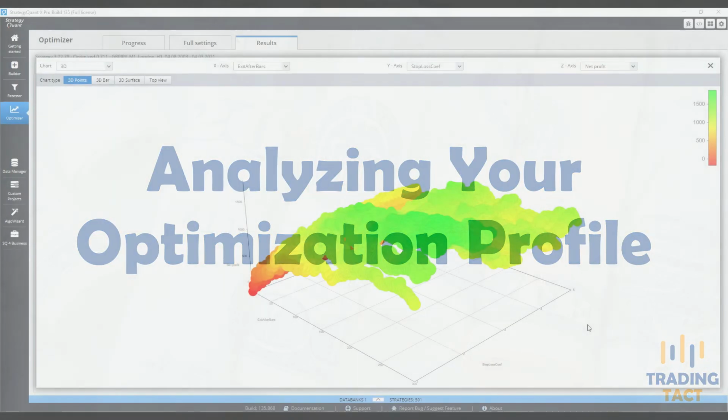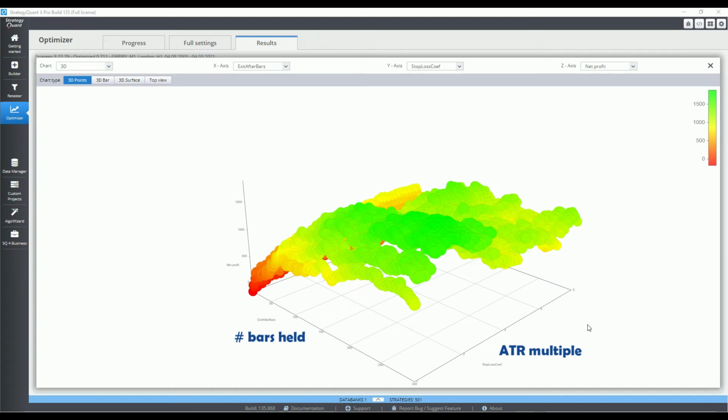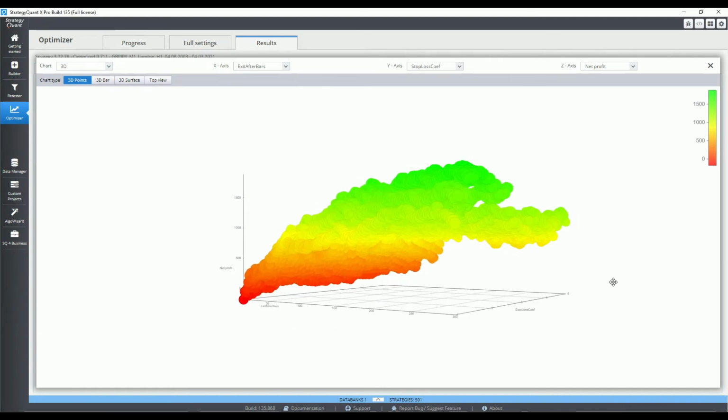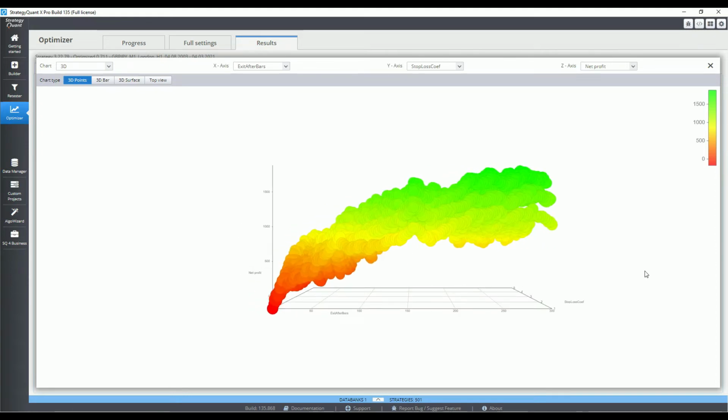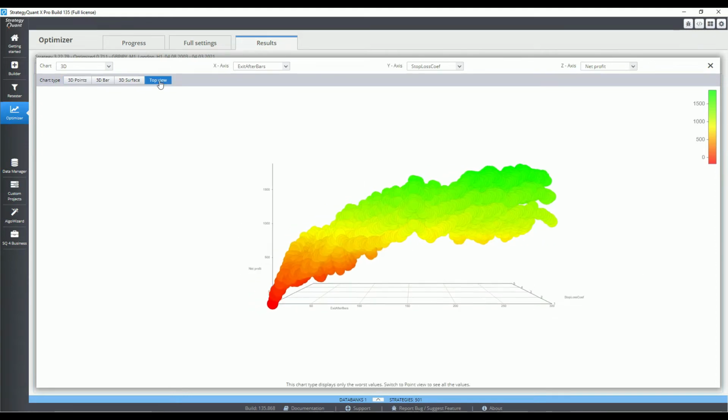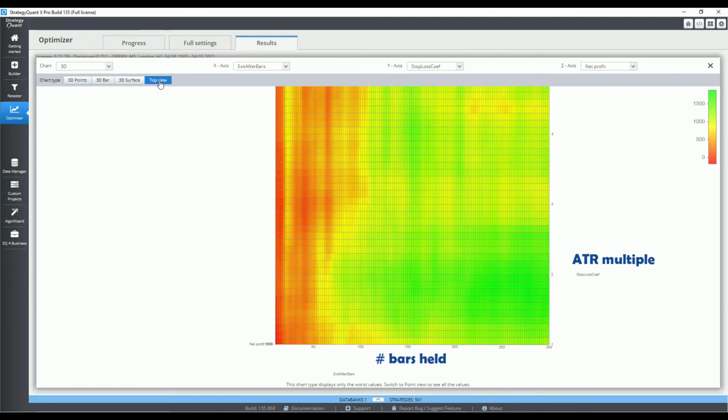Now let's examine the results. Let's first do a visual examination. Here's a top view for clarity. The large stable region gives me confidence that the strategy has not been overfit.